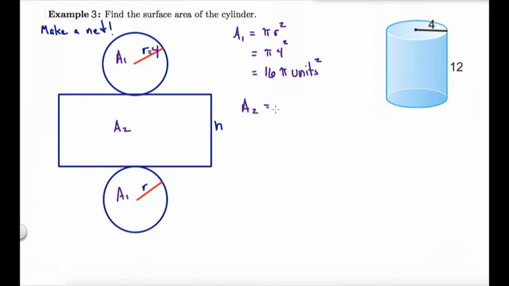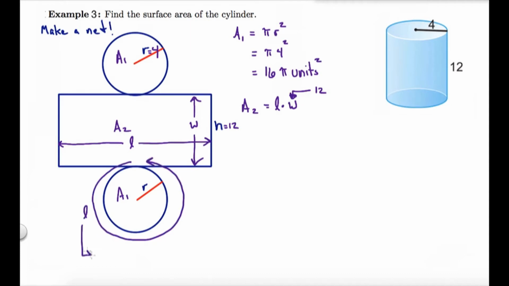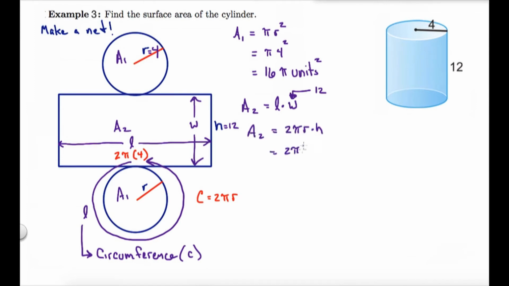Now the area of the rectangle is length times width. And the width is the same as the height, which we got as 12. But the length here is going to be the same as the circumference of the circle, C. So that's 2 pi r. So the length of the rectangle is the same as the circumference of the circle. So we know the radius, so we can find the circumference, which gives us the length.